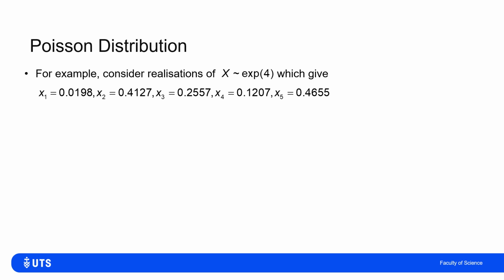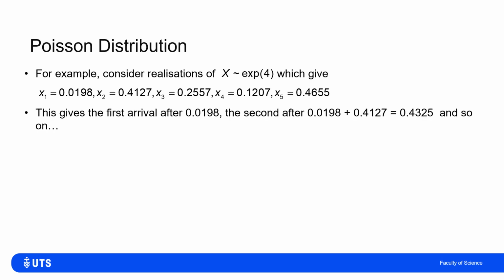I'm going to simulate a load of exponentials with rate parameter 4. We saw in a previous video how to do that, involving the natural log of 1 minus a uniform point, divided by the negative of the rate parameter. I've done that already, and I've generated 5. Maybe I'll need to do more, maybe I won't. 5 exponential variables, 0.0198, 0.4127, and so on.